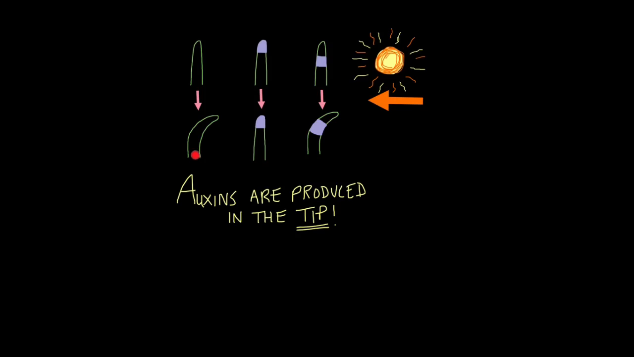We see shoot 1 has basically developed as we expect. We get a positive phototropism, a growth towards the light. With shoot 2, we experience no bending towards the light, but with shoot 3, we do again see that bending towards the light, that phototropism. So this experiment proves that auxins are produced in the tips of the shoots where they will respond to sunlight.